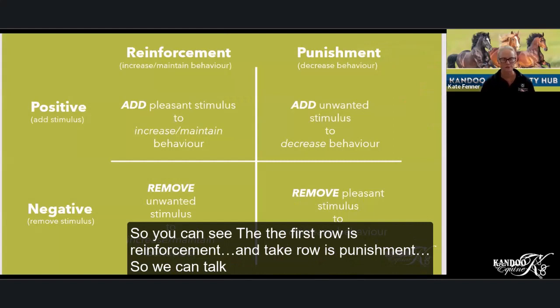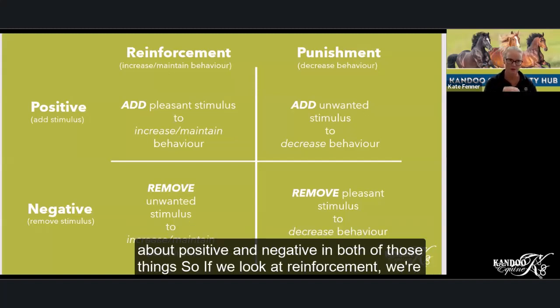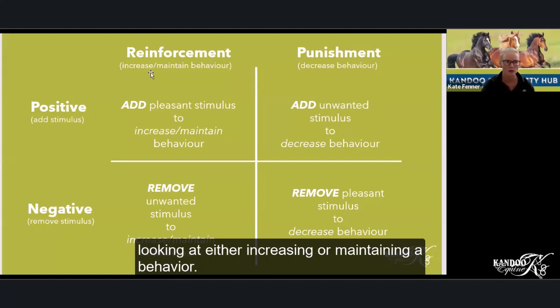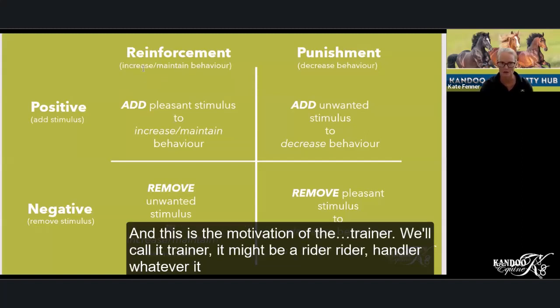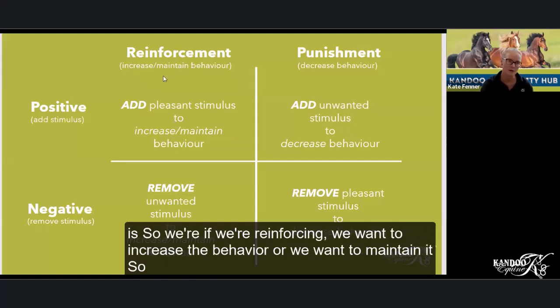So you can see the first row is reinforcement and the second row is punishment. So we can talk about positive and negative in both of those things. So if we look at reinforcement, we're looking at either increasing or maintaining a behavior. And this is the motivation of the trainer. We'll call them trainer, might be trainer, rider, handler, whatever it is. So if we're reinforcing, we want to increase the behavior or we want to maintain it.